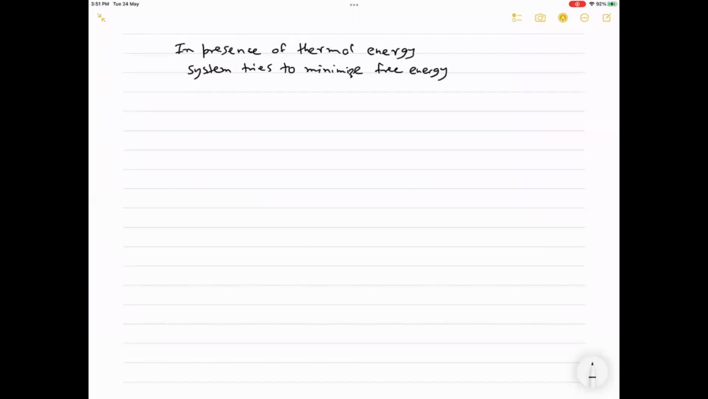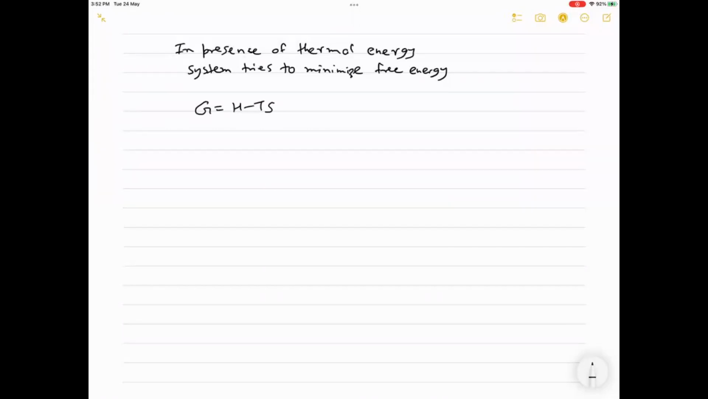So what are the different types of free energy you know about? Anyone? Please raise your hand. Have you heard of free energy before or not? Yes, Athar? Gibbs free energy. Okay, Gibbs free energy we know, and that is given as G is equal to H minus TS. Any other kind of free energy you have heard about?